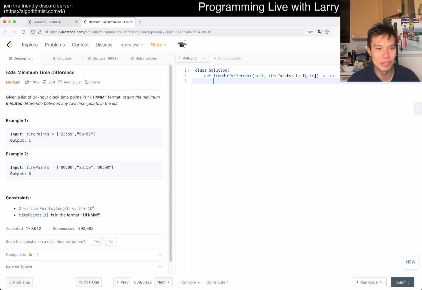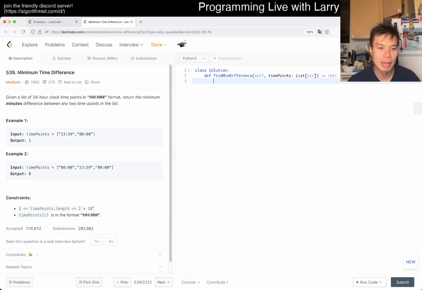539 Minimum Time Difference. Given a list of 24-hour clock time points in HH:MM format, return the minimum minutes difference. I think the first thing I would consider... oh, okay, I guess that's an example one, so we don't have to consider it anymore.